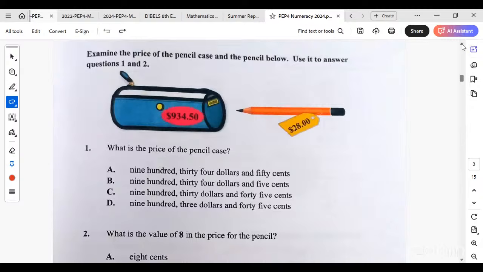Examine the price of the pencil case and the pencil below. Use it to answer questions 1 and 2. So you see the pencil case, it has a cost of $934.50. The pencil, $28. So we are going to answer question 1. What is the price of the pencil case? The correct answer is A, $934.50.